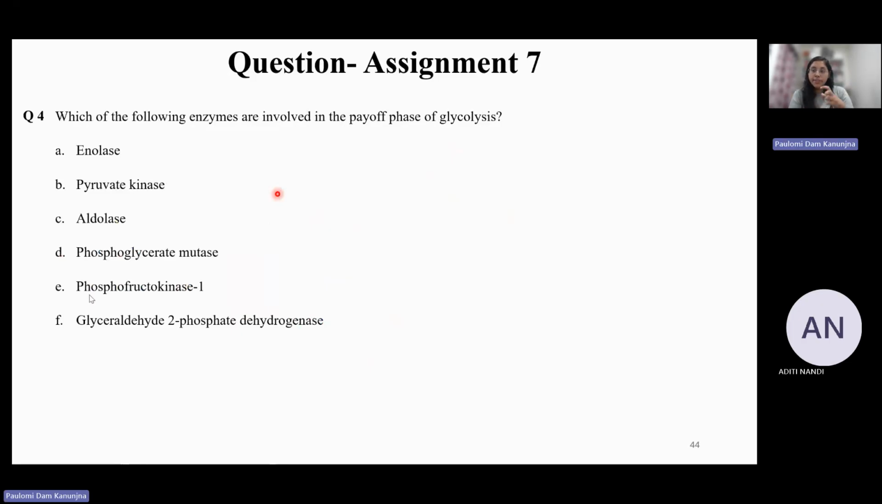So what you need to remember is there are two phases: the preparatory phase and the payoff phase. You need to remember which ones are part of the second phase. The ones involved are A, B, and D: enolase, pyruvate kinase, and phosphoglycerate mutase. Just be careful of these types of questions. This is one of the very common questions that keep coming up.